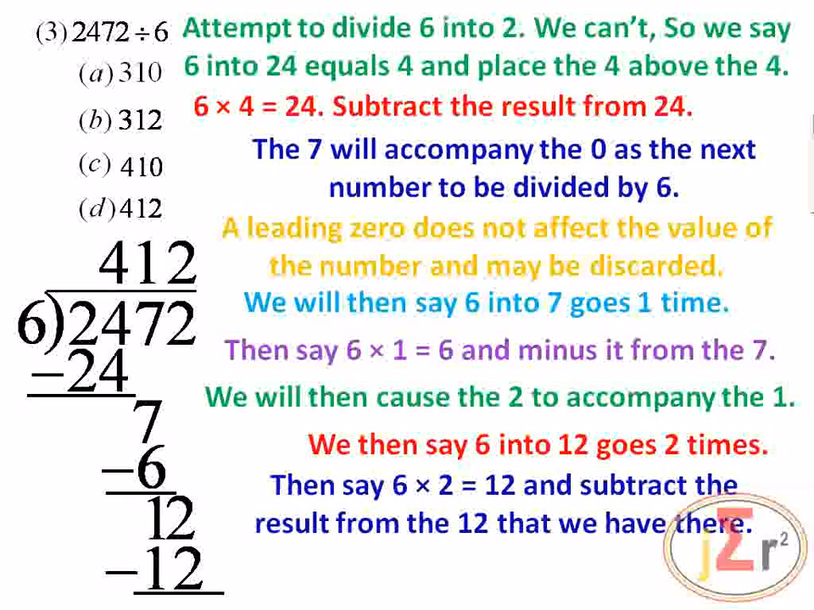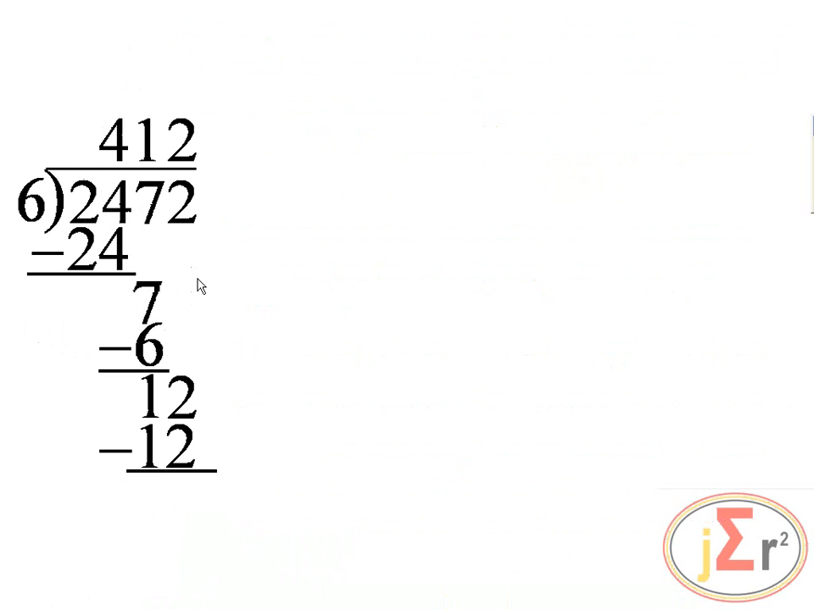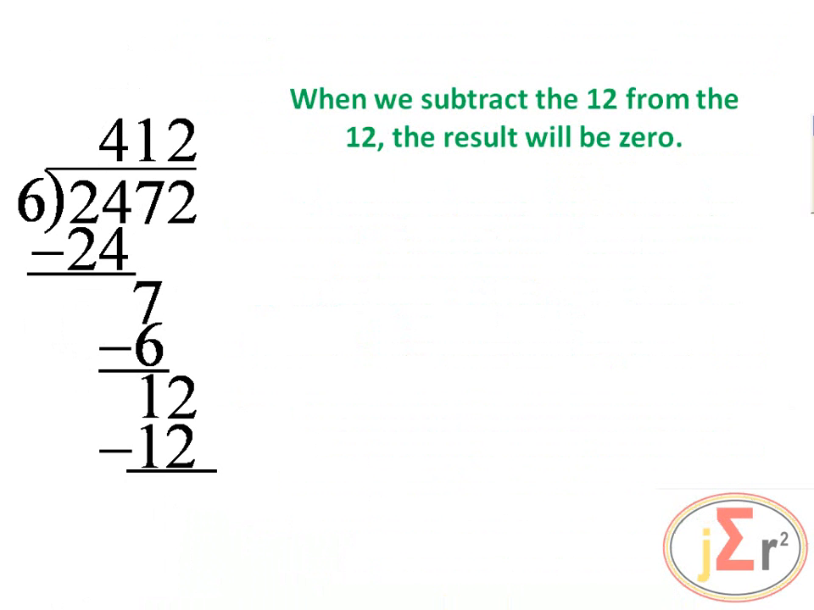And when we are dividing, bear our multiplication tables in mind, so that we may say, what number do we multiply by 6 and the result is 72, or what number do we multiply by 6 and the result is 24? The numbers are exhausted. We have used up all of the numbers that we have up here. So when we subtract the 12 from the 12, the result will be 0. There will be a remainder of 0.